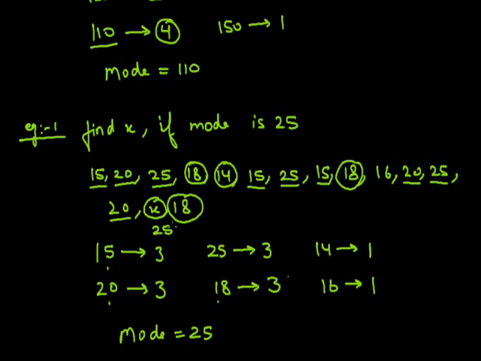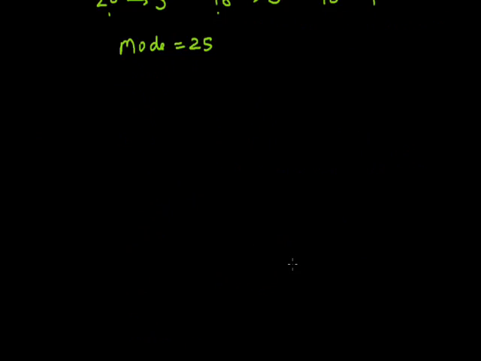If we consider 15, 20, 18 and 25, all are having the same frequency, so definitely x will be 25 in that case to have the maximum frequency. If we take x as 25, the frequency of 25 will become 4. As the frequency of 25 is the highest, 25 will become the mode of all these observations. So definitely the value of x should be 25. In this way we need to solve questions based on the mode.